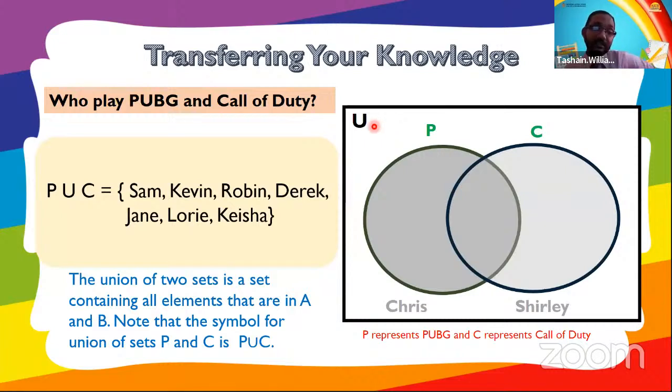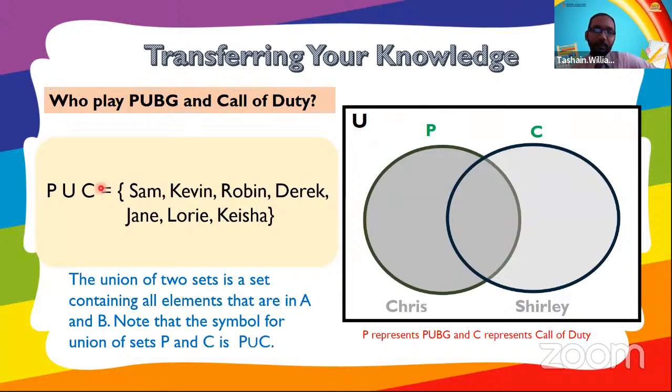Right. This is also a special symbol. Once it is in the top left-hand corner of your rectangle here, it means the universal set. So this U in the top left-hand corner means a universal set. Okay, boys and girls? So I don't want you to mix it up with union.